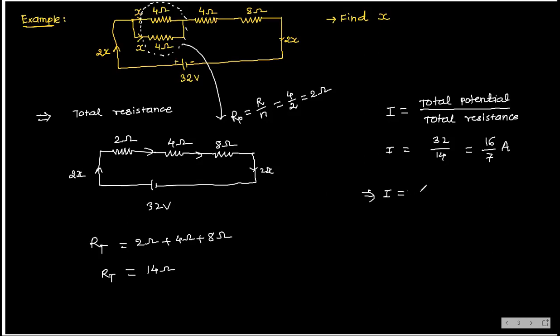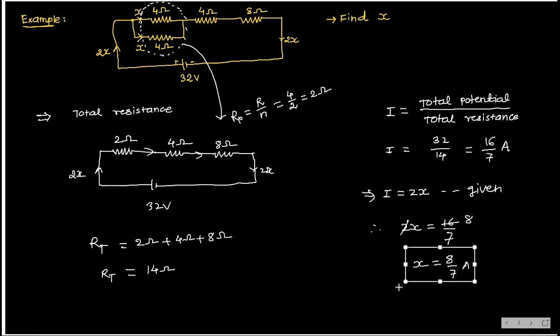Can I equate? Yes, given, sir. Therefore 2x is equal to 16 by 7, and this 2 will get cancelled with this 16. So x is equal to how much? 8 by 7 ampere. Yes. Can you check it, everyone?